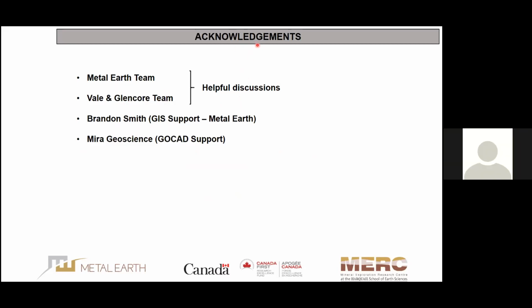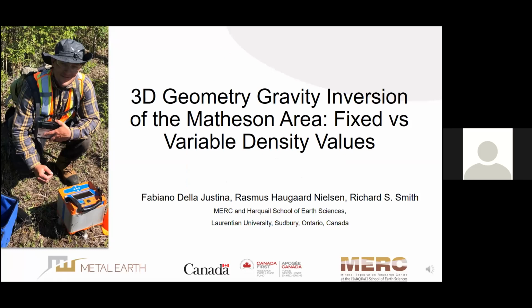Okay, thanks very much, Rajesh. I have a little bit of time to talk about some of the work that Fabiano Della Justina has been doing. He's a PhD student, been with Metal Earth now for 3 years. He's originally from Brazil, where he did an undergraduate and a master's degree. He's been doing some gravity inversions for the Matheson area and trying a couple of different ways of doing that. He's been trying inversion models with fixed and variable density values.